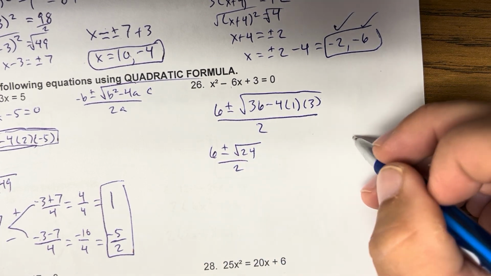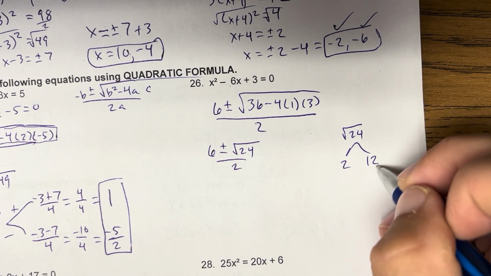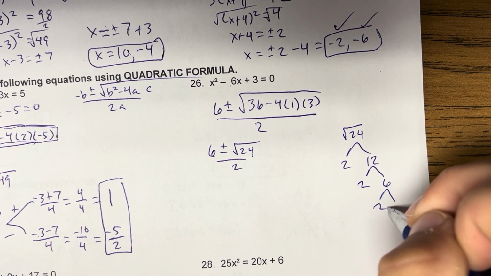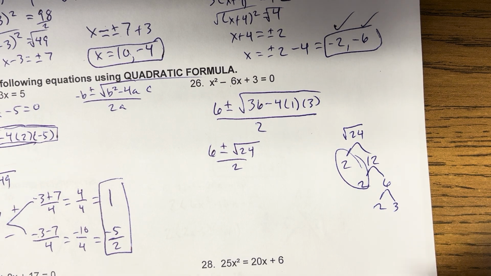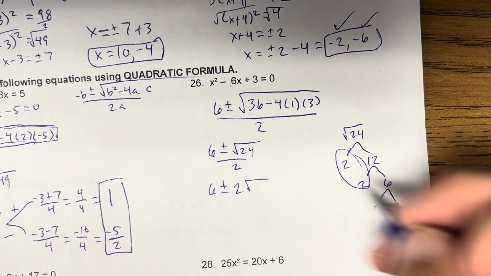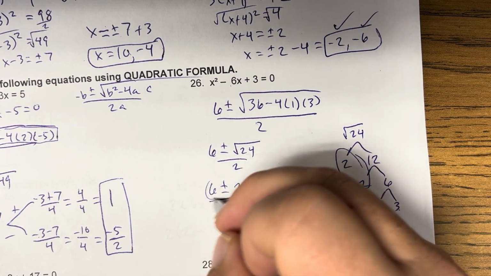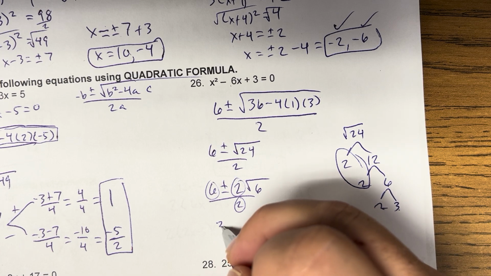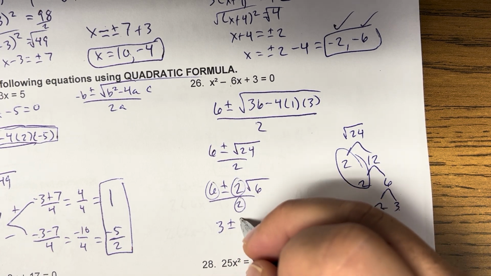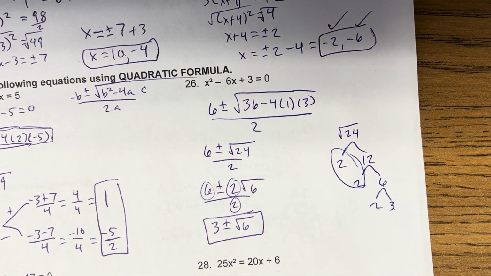We don't know the square root of 24, so I'll come out here to the side and simplify that radical. So 2 times 12, 2 times 6, 2 times 3. I've got a pair of 2's. So 6 plus or minus the pair of 2's comes to the outside. The 2 and 3 go back on the inside as 6. And then we'll simplify these 3 circles. So 3 plus or minus 1 square root of 6, all over 1, which doesn't do anything either.